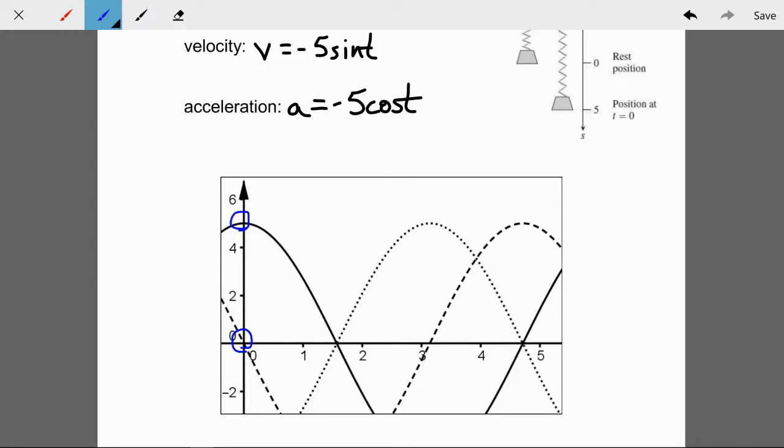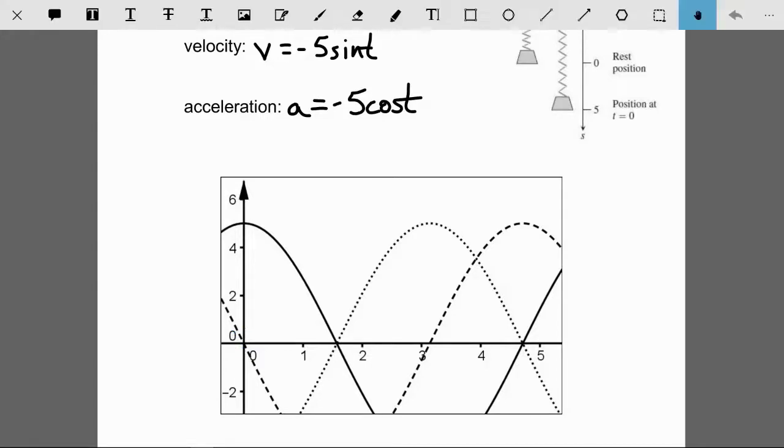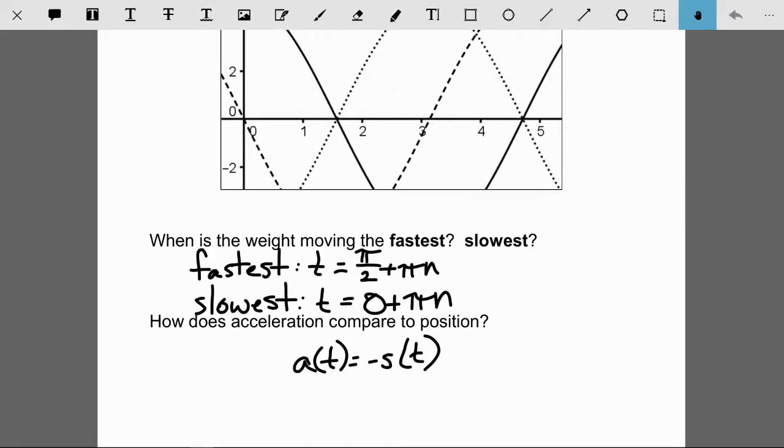I could do the same thing with the first derivative graph and the second derivative graph. This one has a 0 slope right around there. Notice the second derivative graph, which is the dotted line here, has a 0 value there. So we see that same relationship between the function and the first derivative, and then the first derivative and the second derivative. Okay, and then they say, when's the weight moving the fastest?